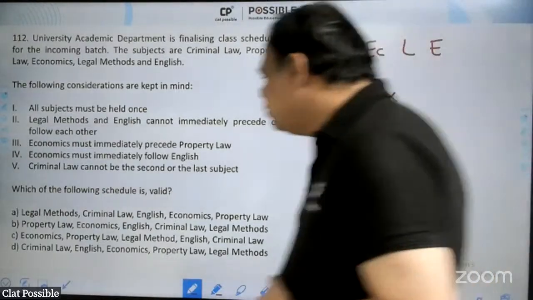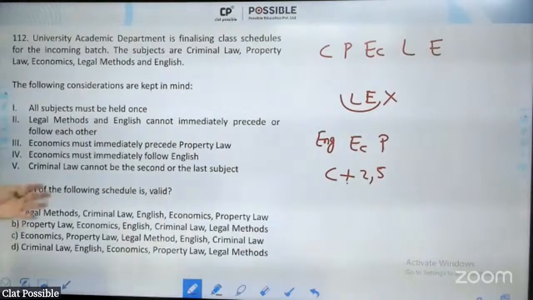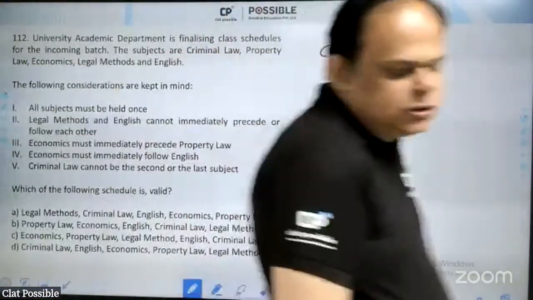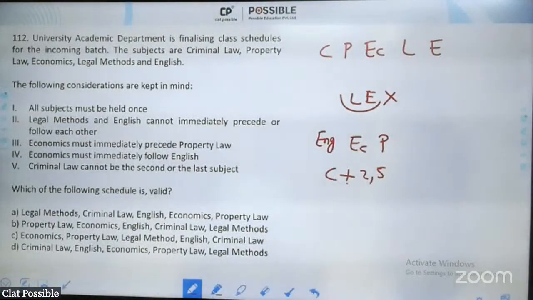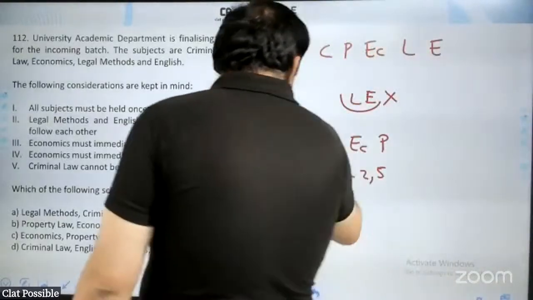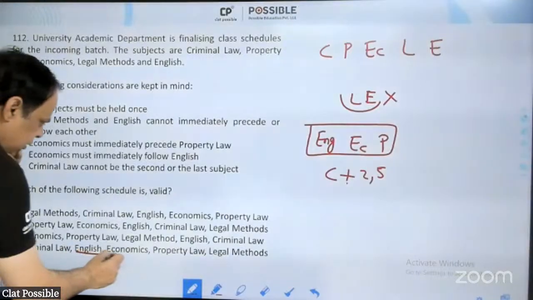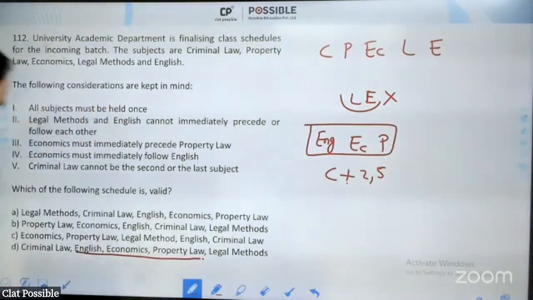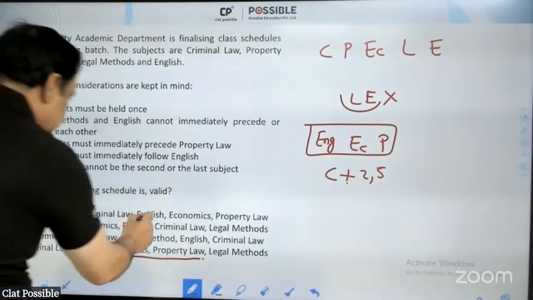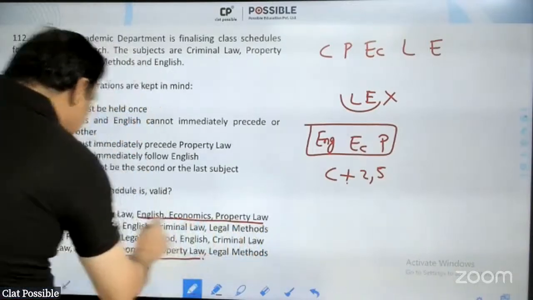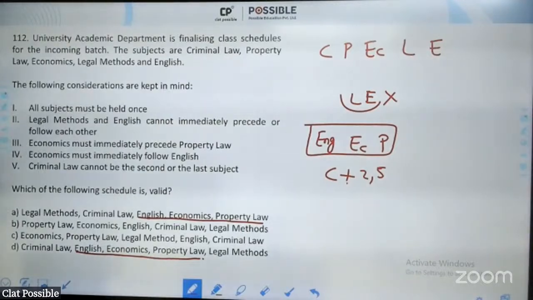So let's look at option D. We see there could be multiple options which are possible. So you have to go by the answer options. So we are looking at English, economics, and property law in that particular order. So only these two options are possible. The rest, B and C, can be eliminated.